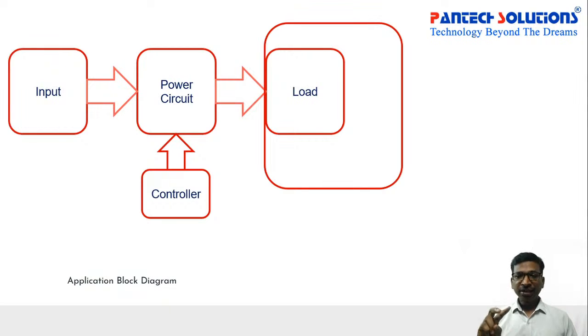And here again there are two different concepts. One is how the load can be controlled by the microcontroller without any auxiliary circuits, and the second concept is how the load is controlled with the help of the microcontroller with auxiliary circuits. So these are the two main controlling methods.